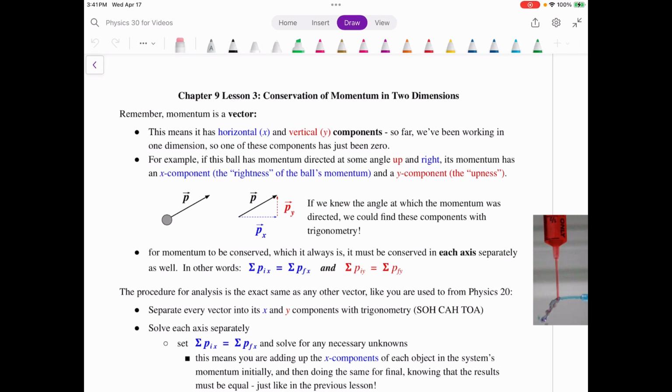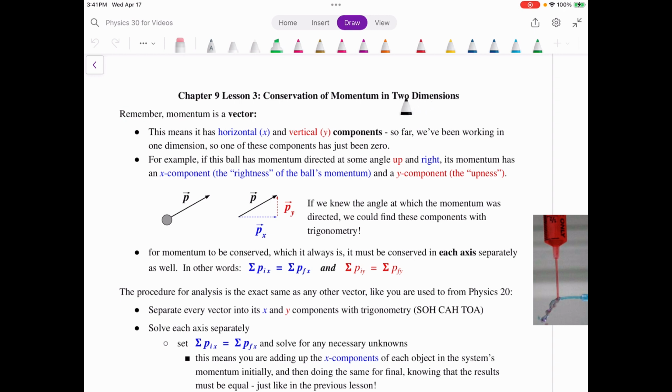Alrighty, folks, so we will now get into the third and final lesson of Chapter 9. And believe it or not, that is also the final lesson of Unit A. Unit A is just one chapter, Chapter 9, okay? So in this lesson, we're going to look at conservation of momentum in 2 dimensions. In the previous lesson, we did it in 1 dimension, okay?